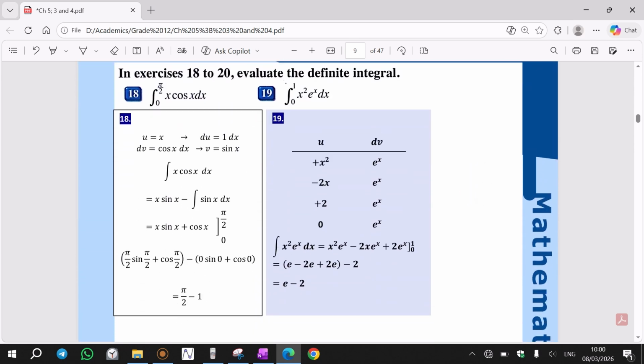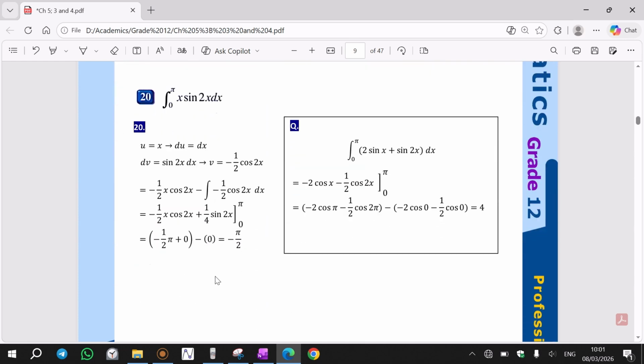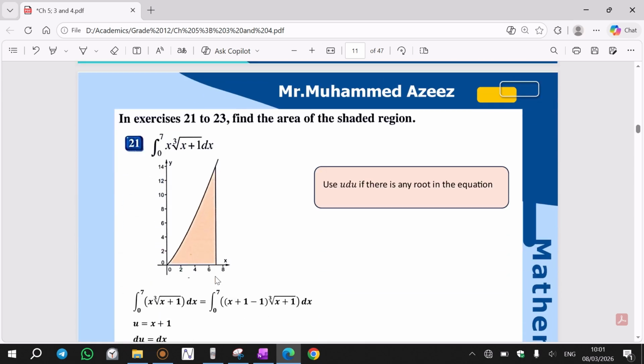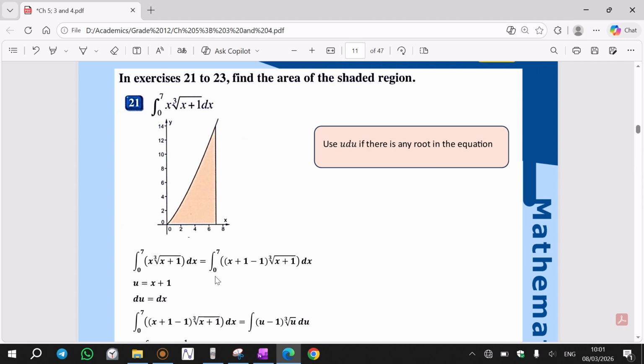Easy. X times cosine x squared times e power x. We already solved questions like this. Only at the end, once you input 1, once you input 0, until once you input pi over 2, once you input 0. These are easy. Same thing for question 20. Now finding the area of the shaded region.